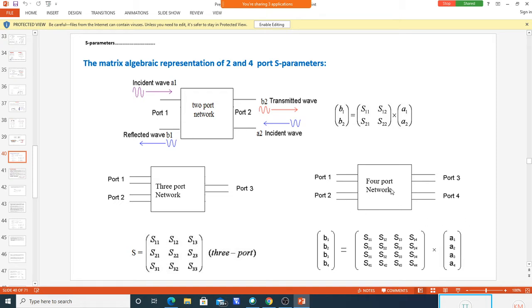Similarly, for a four-port network, this is a four-port network, with ports 1, 2, 3, and 4. This is a mixer, maybe in our communication system. A three-port network is a mixer. A mixer has two inputs, an RF input and a local oscillator, and the output is the IF, the intermediate frequency. So it has two inputs, port 1 and port 2, and the output is an IF output.